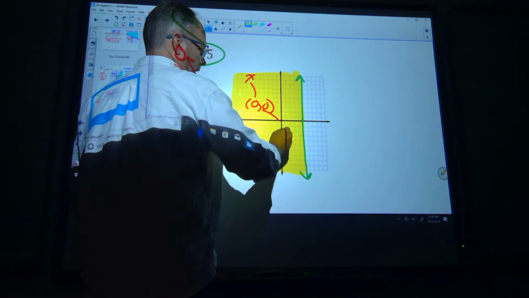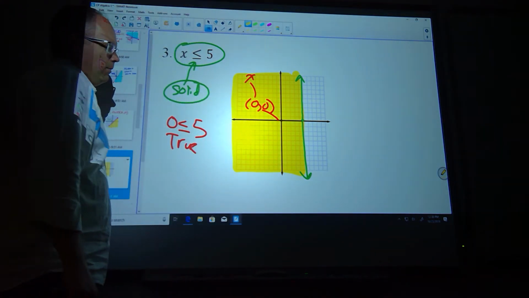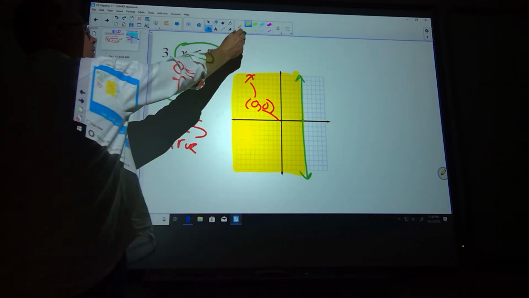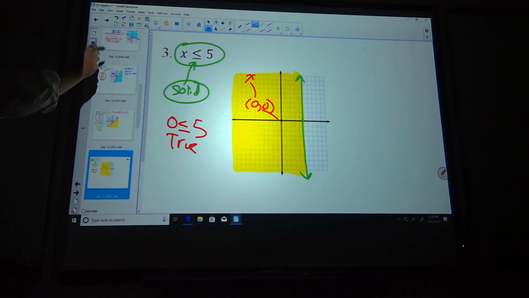Sorry, I'm that guy. It's got to be perfect. Miss a spot, can't do it. There you go. So if I pick anything over there in the yellow region, any of those points, and you look at the x component, you're going to get a true statement. Can I move on?